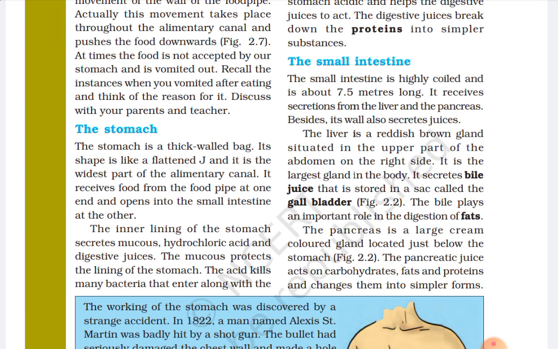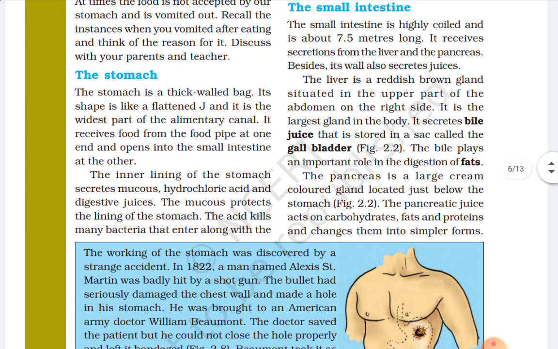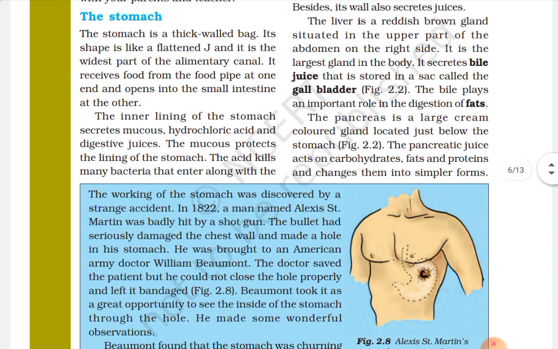And it secretes bile juice that is stored in a sac-like structure called the gallbladder. The bile juice plays an important role in the digestion of fats. Fats turn into fatty acids, as I told you. Pancreas: the pancreas is a large cream-colored gland located just below the stomach. The pancreatic juice acts on carbohydrates, fats, and proteins and changes them to simpler forms.